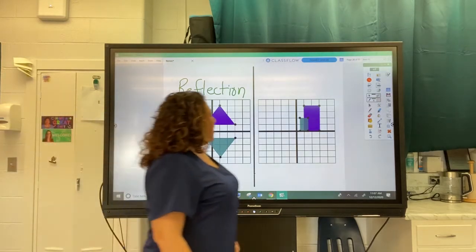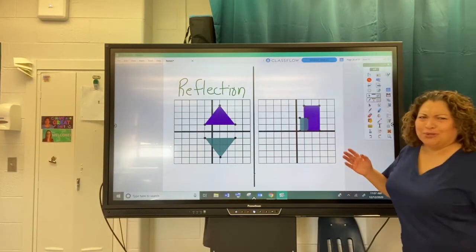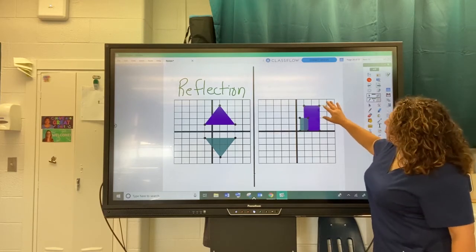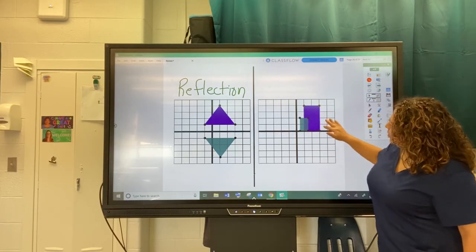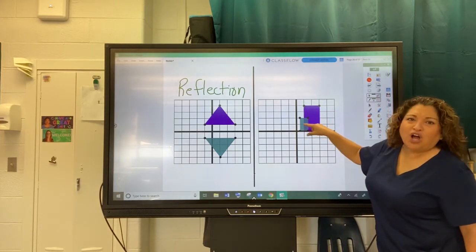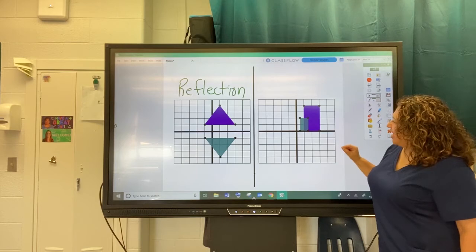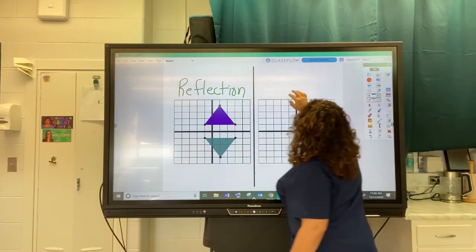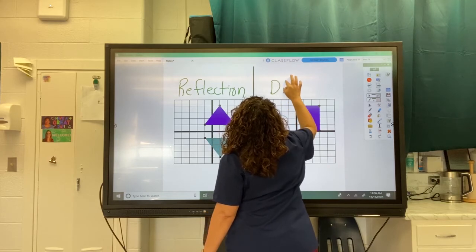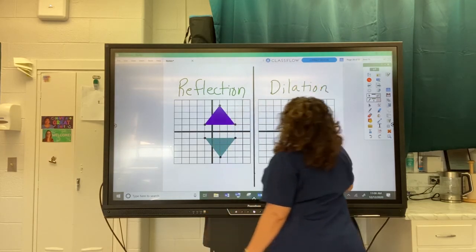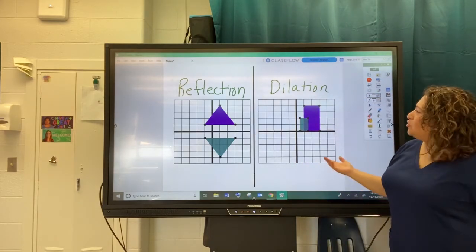Okay. Now let's look over here. These are usually the easiest to recognize. We started with our purple rectangle. Then we ended up with our small little teal colored green rectangle. This definitely changed sizes. It got smaller. So this is a dilation. Alrighty? So those are the examples.